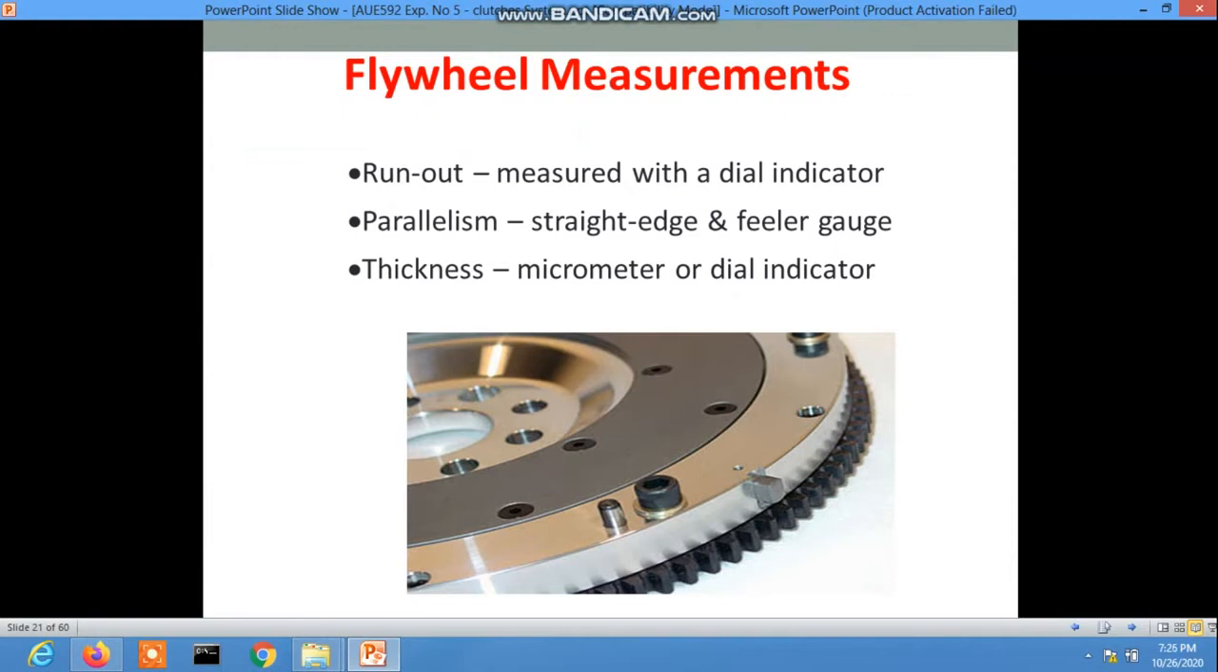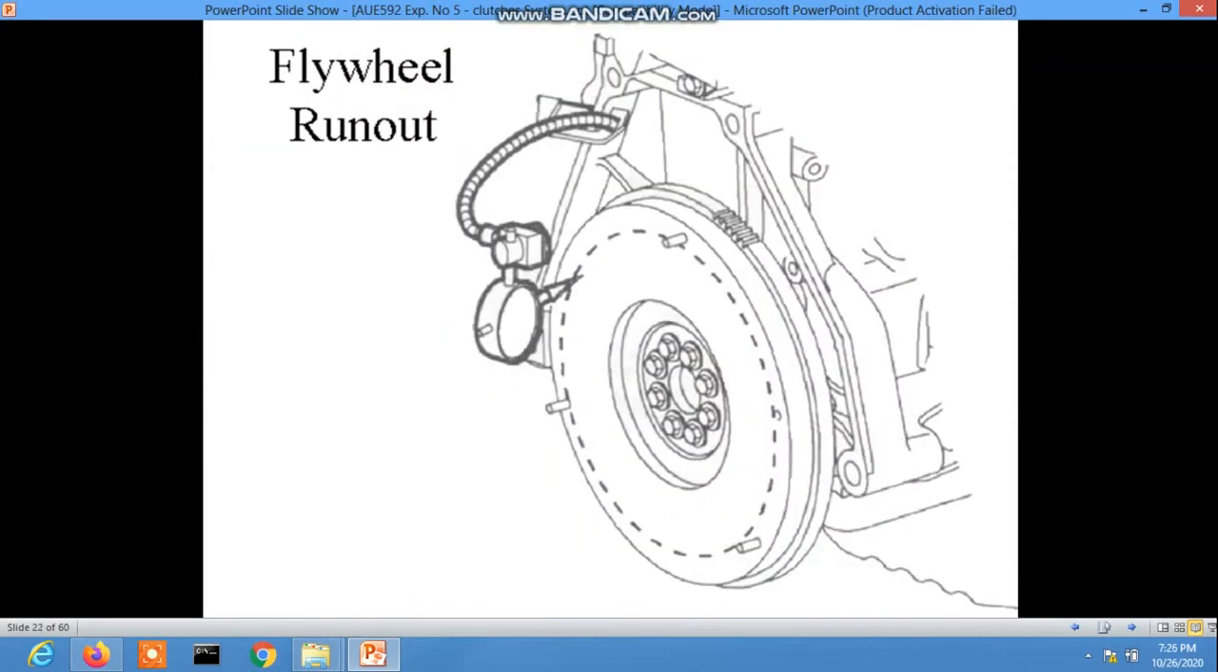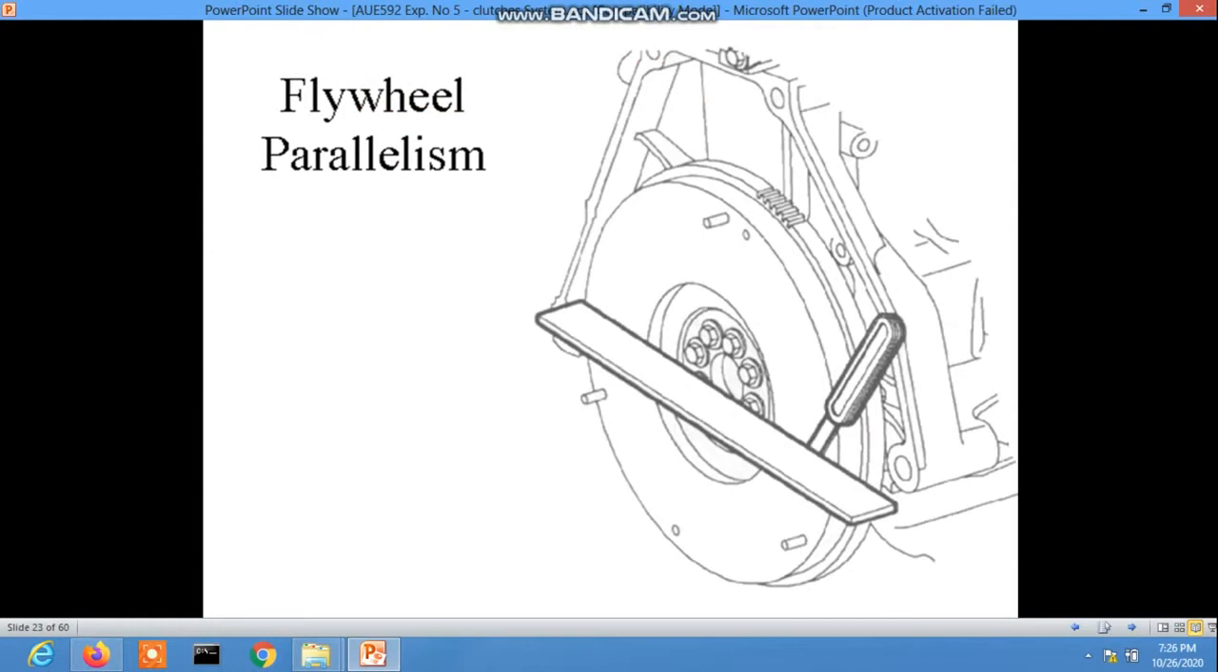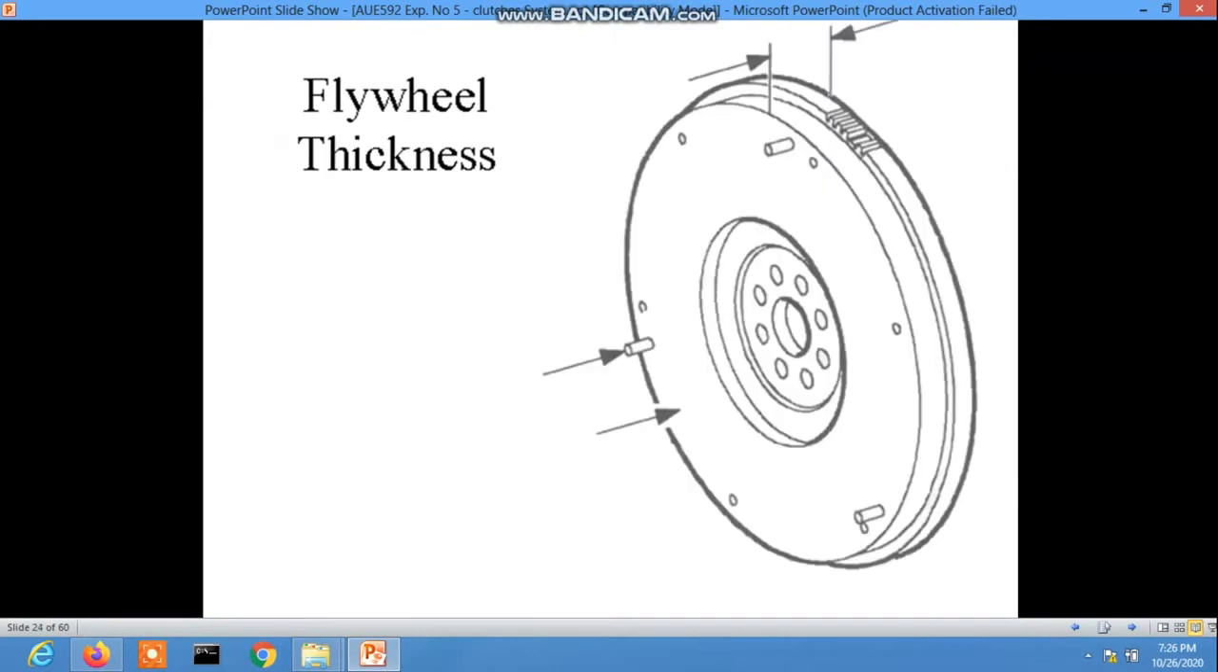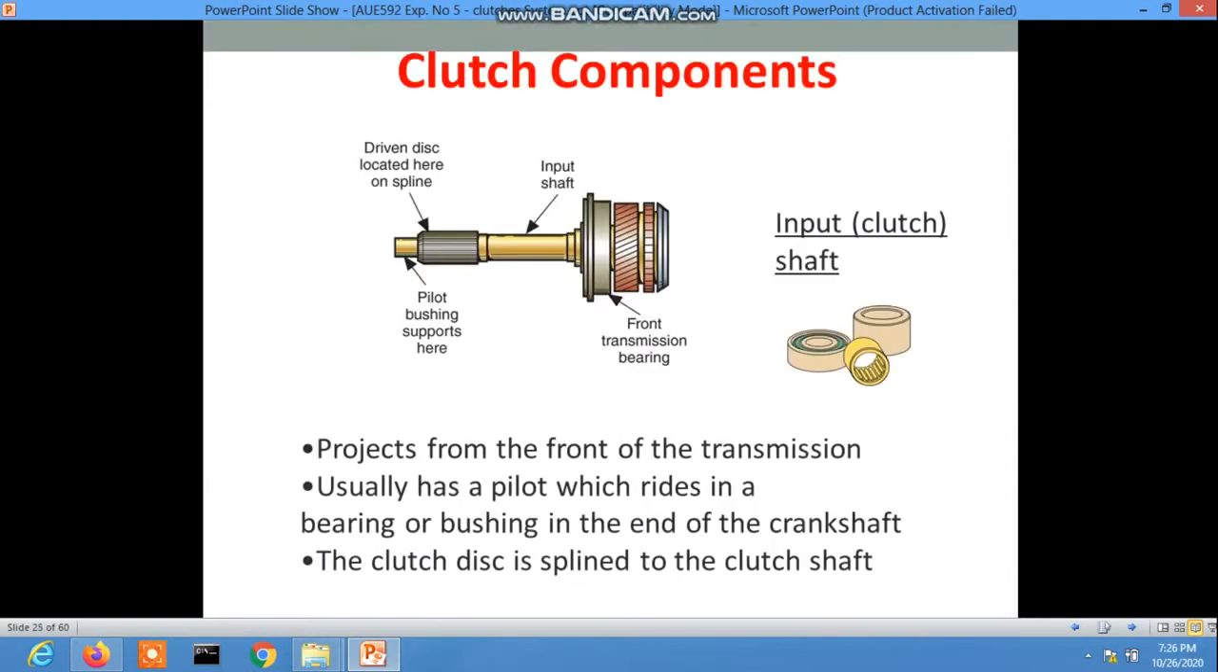Now, flywheel runout, so that is the runout. Then the flywheel parallelism: there is the surface. If you see, the surface is flat or oval. Flywheel thickness is also required. Now the clutch component: first is the input shaft. So there is the input shaft, and this is from the transmission bearing, and this is the pilot bush spot here.